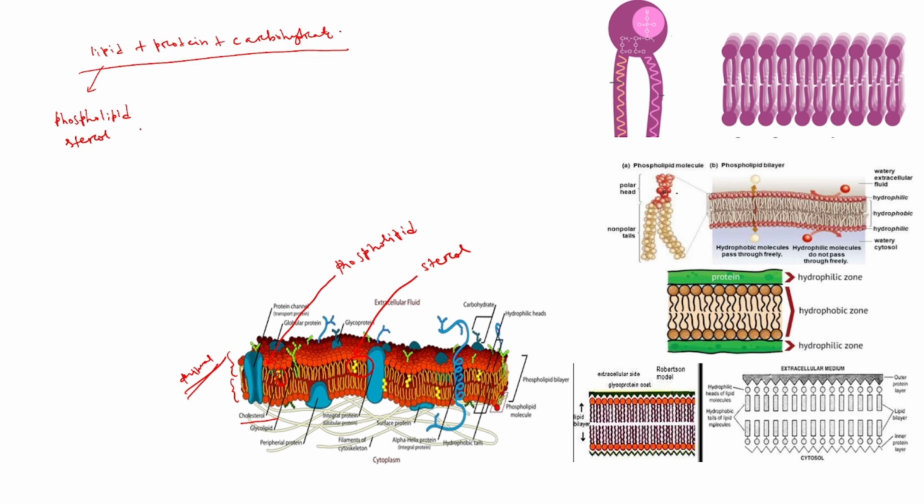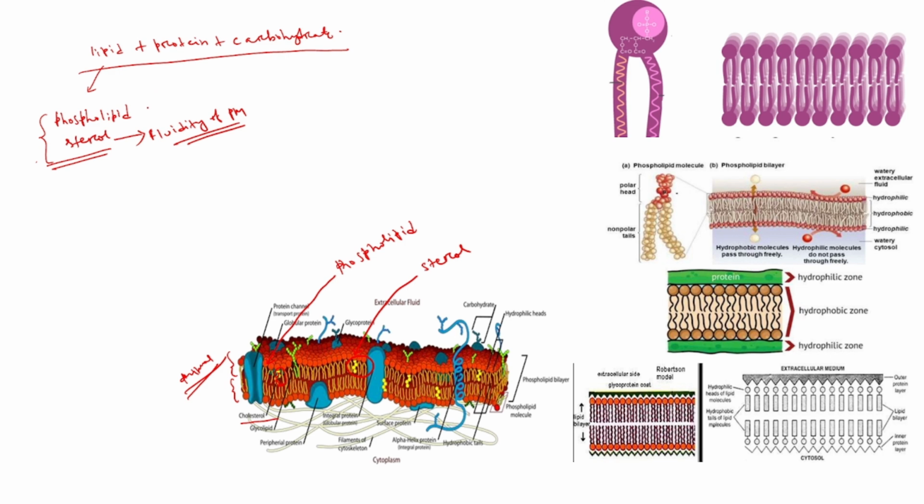So one is the phospholipid and the other is the sterol. If in the exam it is asked what types of lipid are present in the plasma membrane, the answer is simply phospholipid and sterol. And what is the function of the sterol? It helps in the fluidity of the plasma membrane.